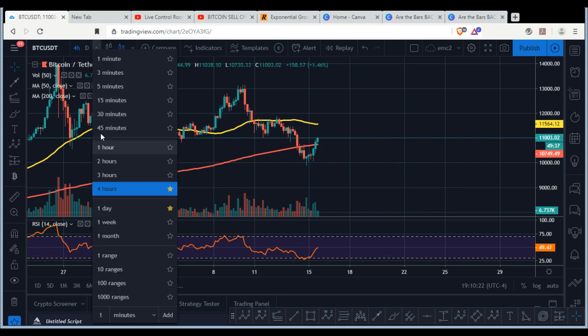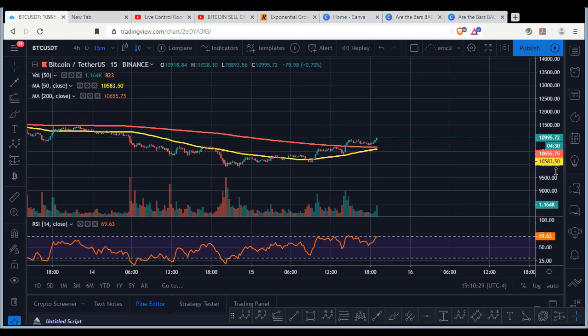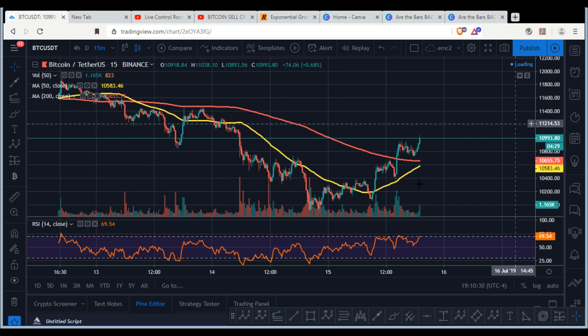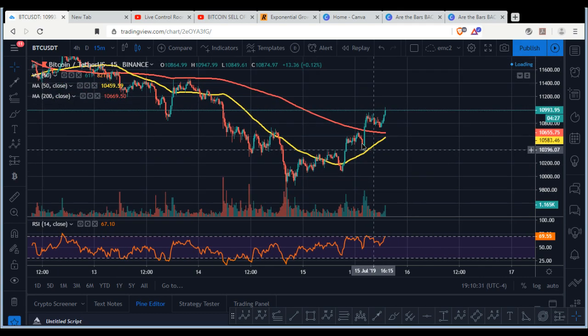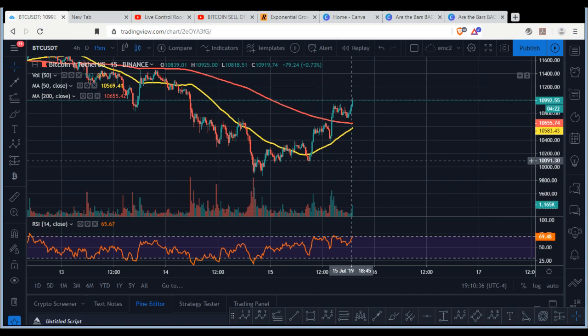Let's go to the 15 and see how the 15 is looking. But we have definitely been calling for 16,000 BTC, since BTC was at 10.7, the first drop.